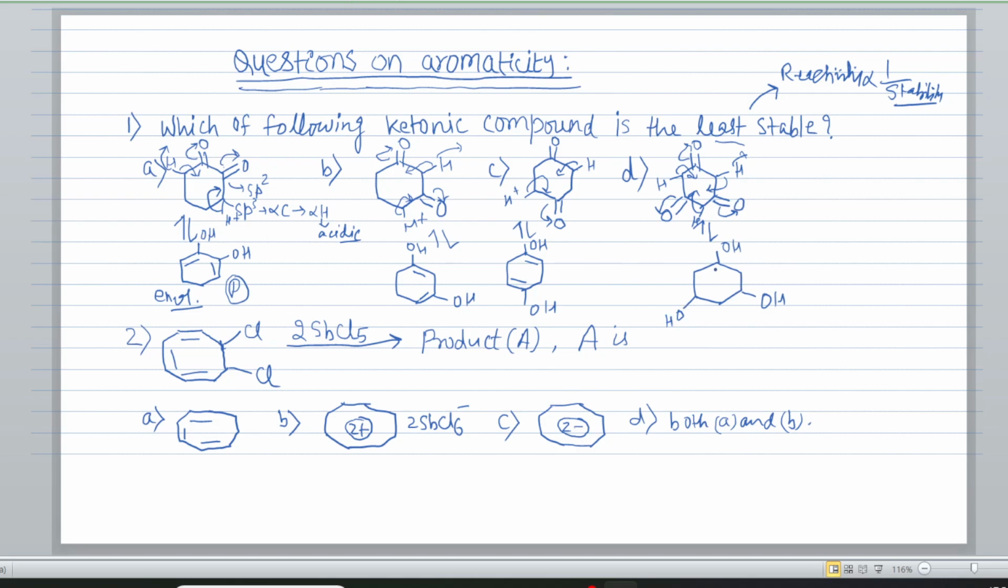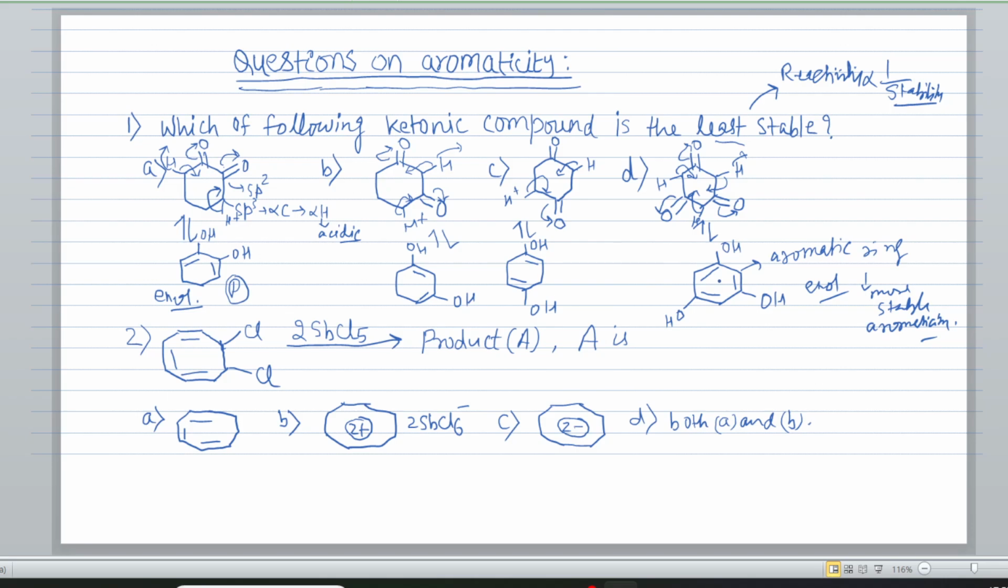And this ring will have 3 pi bonds in conjugation. Now it becomes aromatic ring. Aromatic ring. Since enolic form of this molecule is more stable due to aromaticity, therefore this D molecule will be more reactive.